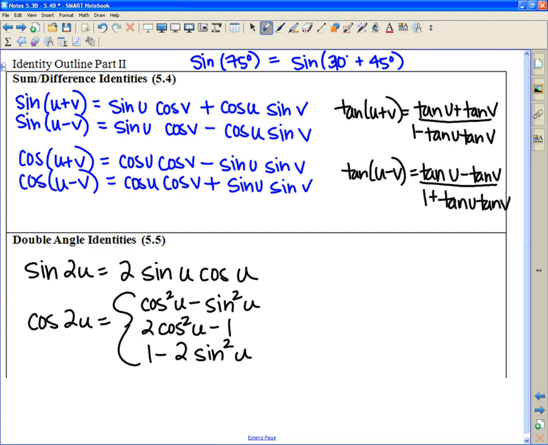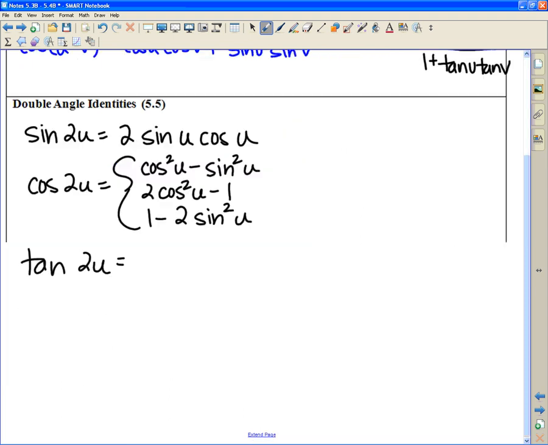I hope you're thinking, why would we have these 3 different options? Well, these are all just Pythagorean relationships, so they're all equivalent to the cosine of 2u. One of our jobs later is to prove why sine of 2u is equal to this. You could do any of the proofs based upon all the identities that you've learned before this section. The tangent of 2u, the double angle for tangent, is 2 times the tangent of u divided by 1 minus tangent squared u.